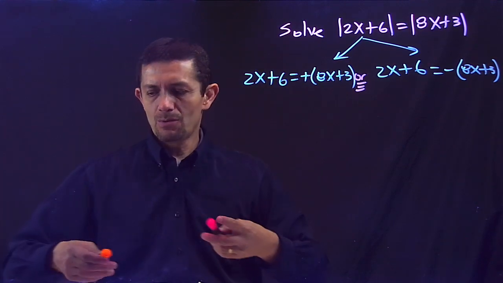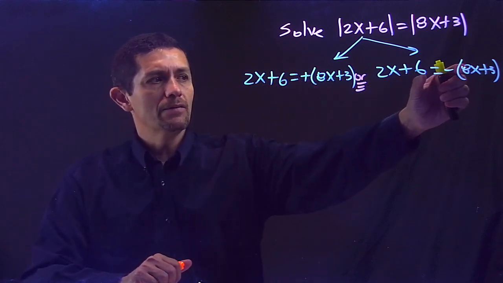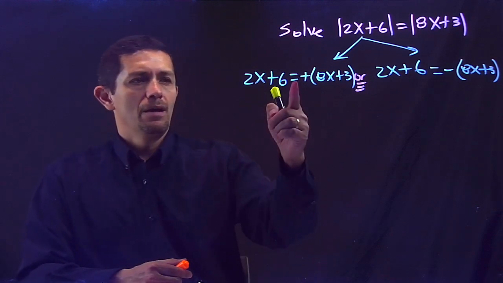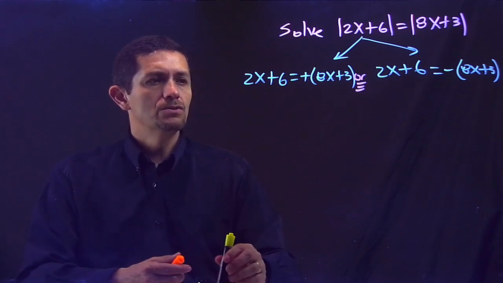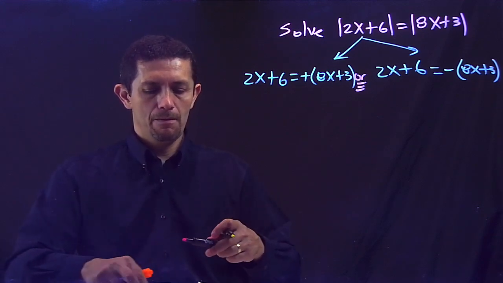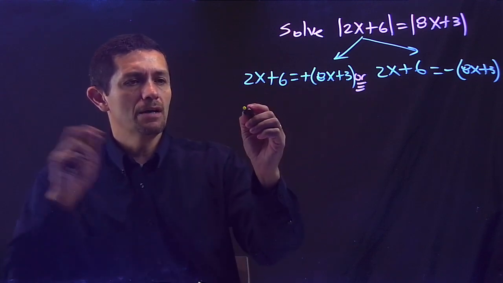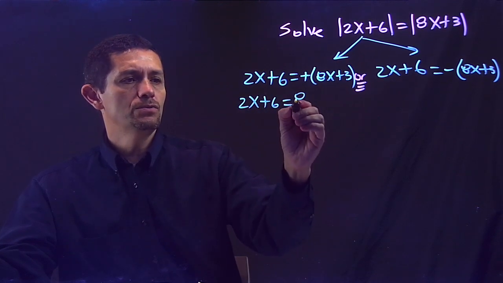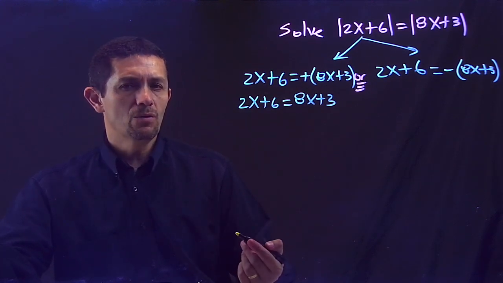Every time I'm solving an absolute value, I bring a positive answer and a negative answer. After that, it's just a matter of solving equations. A positive, is it going to change anything on the inside? Nothing at all. So I'm going to rewrite the same thing: 2x plus 6 equals 8x plus 3. Nothing is changing.